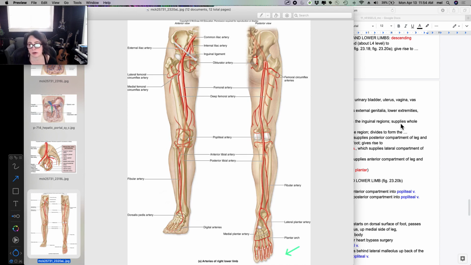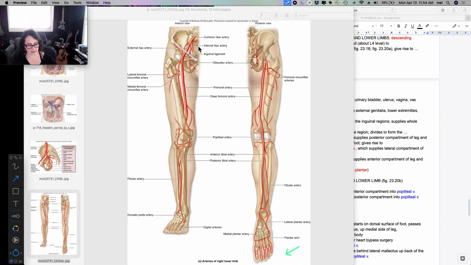This is an anterior view. When we look at this anterior view, here's the common iliac giving rise to the internal iliac right there, which is giving rise to most of the blood supply to your pelvic cavity. And then this one's the external iliac right here. The external iliac is relatively easy. The arteries are kind of named for the regions that they go through. So the external iliac gives rise to this one. This is called the femoral artery as it runs through the femur.